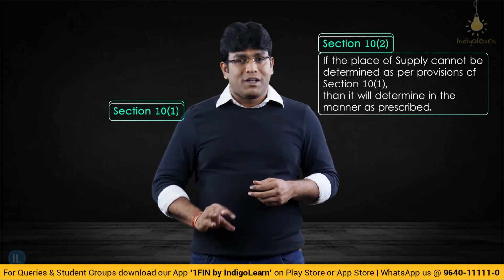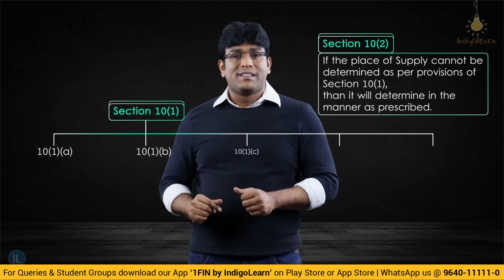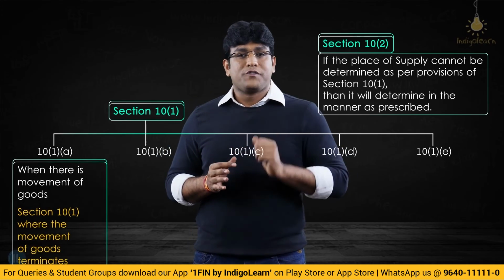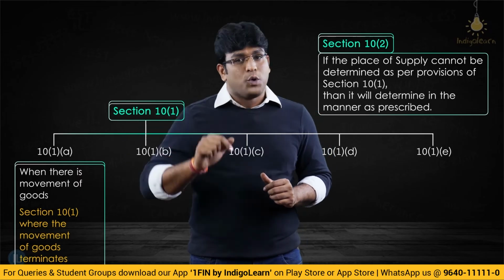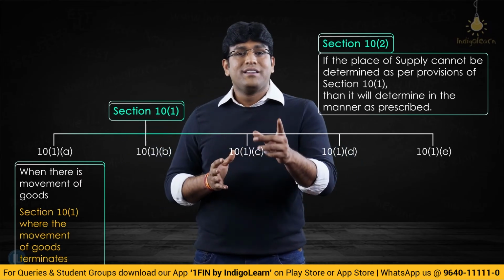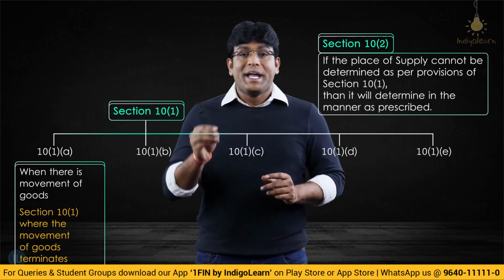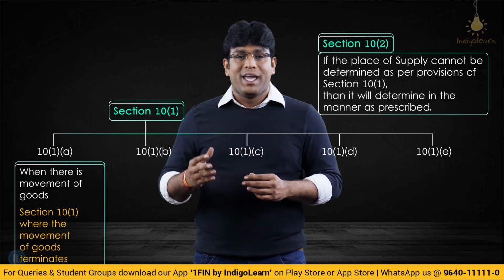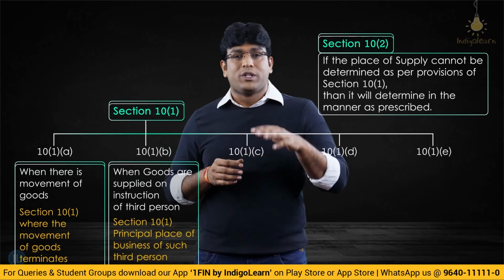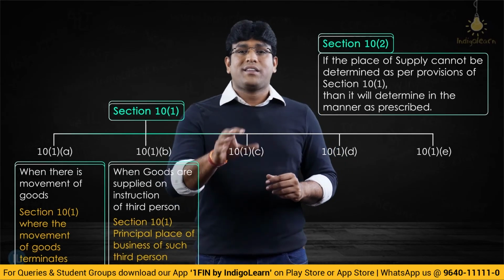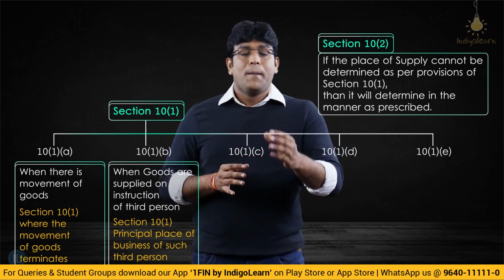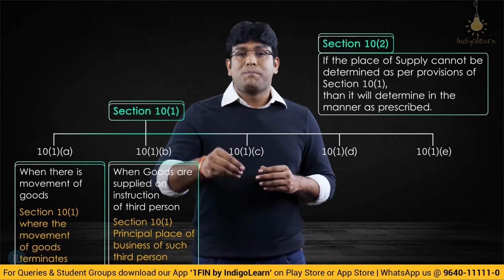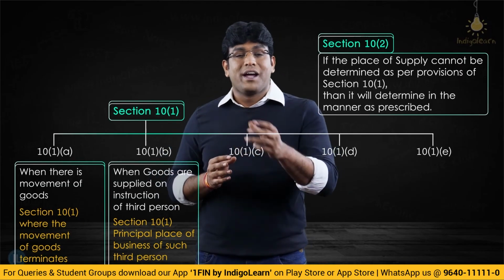10.1, we have got 5 clauses there: 10.1a, 10.1b, 10.1c, 10.1d and 10.1e. 10.1a talks about place of supply in case where there is movement of goods, where the place of supply will be the place where movement of goods terminates for delivery to the recipient. 10.1b will apply when goods are supplied by supplier to the recipient on the instructions of third person. Technically, we call it as bill to ship to model. In that case, place of supply will be principal place of business of such third person.